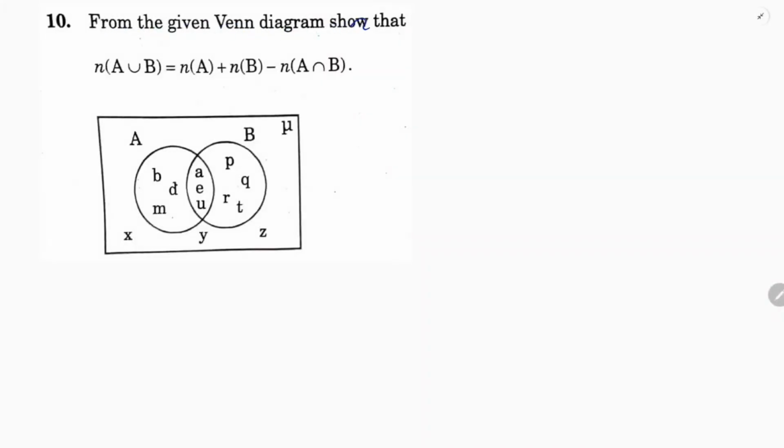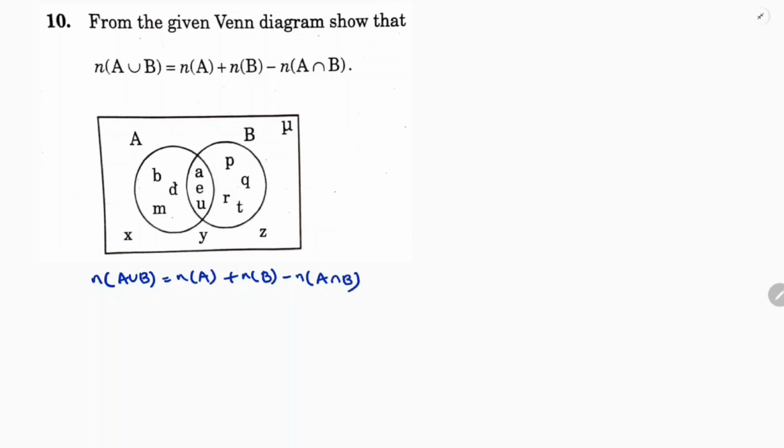From the given Venn diagram, show that n of A union B equals n of A plus n of B minus n of A intersection B. In 2023, they asked this question for 4 marks. So here, n of A union B equals n of A plus n of B minus n of A intersection B.